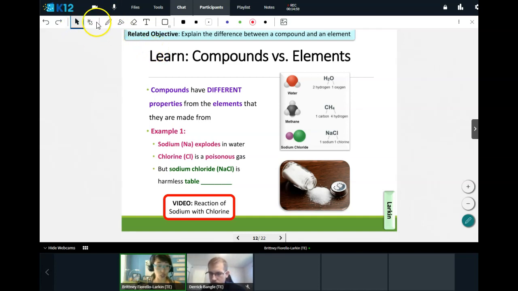Let's take a look at sodium chloride, for example. So sodium chloride is NaCl. All right, remember that abbreviations can have 2 letters, a capital and a lowercase. So if you have a capital and a lowercase, you know that all counts as a single element. Smiley face emojis in the chat box if that makes sense.